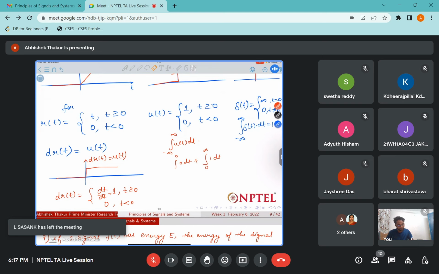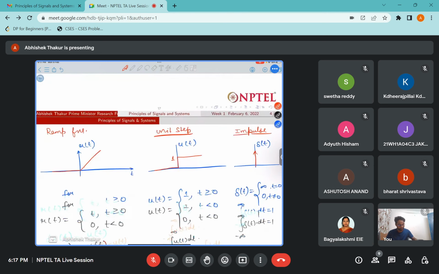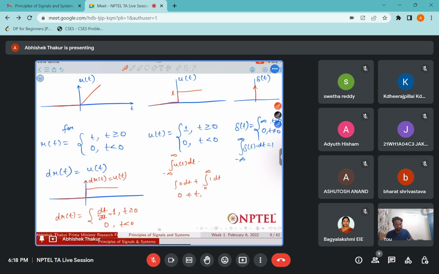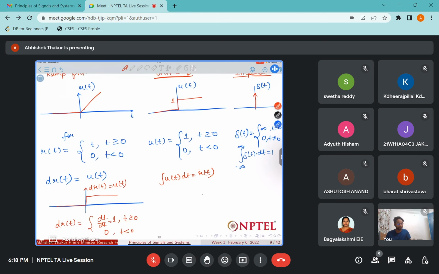Let's not find the final value, so remove these limits. And this is 0 plus the integration of 1 into dt, which is t. So it will be t here, from 0 to infinity. Okay. So this is simply our, when you integrate u(t), you will get r(t). So this is just for knowing how it came. So you can directly write here the integration of u(t) dt is equal to the ramp of t. Okay. So when you integrate this, you will get the ramp.